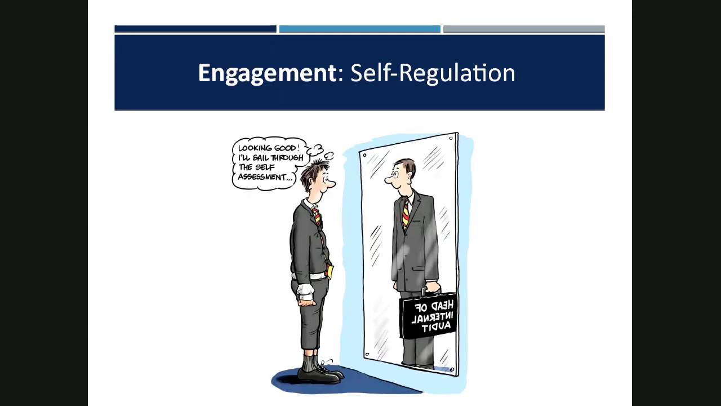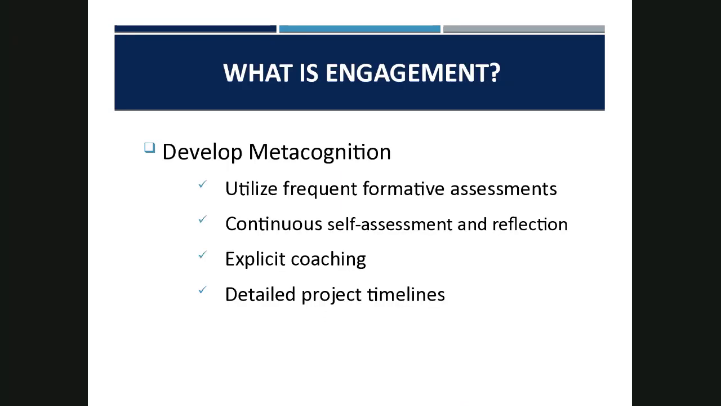Part of this, though, is this graphic here. So the idea of self-regulation and how students can accurately understand what they're doing. This student here is standing there in ill-fitting clothes, saying, I'm going to look good. I'm going to sail through this self-assessment. And he wants to be the head of the internal audit in his future. And obviously, he's nowhere close to doing that. And so we have to teach our students how to be accurate in their own self-regulation and self-assessment. That means teaching them metacognition.